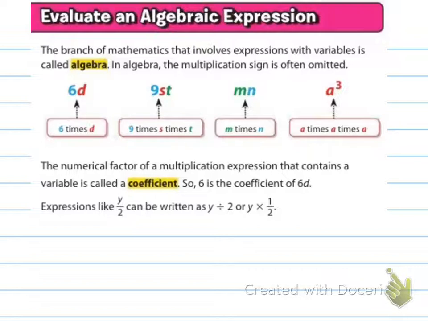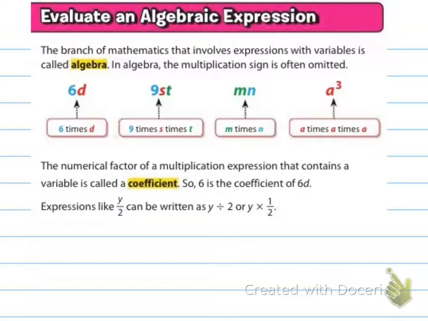So it says evaluate an algebraic expression. The branch of mathematics that involves expressions with variables is called algebra. In algebra, the multiplication sign is often omitted. So when we have 6d, it's 6 times d. When we have 9st, it really means 9 times s times t. So when there's no sign there, it does mean multiplication.